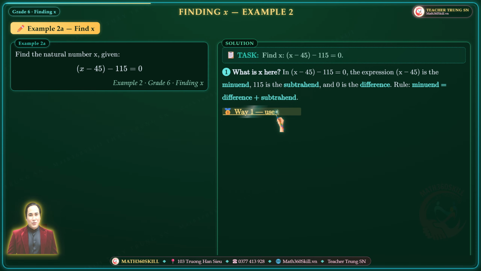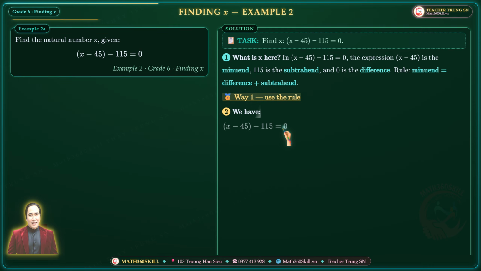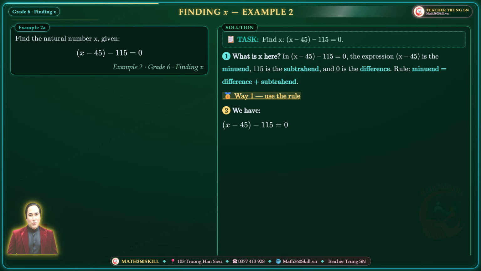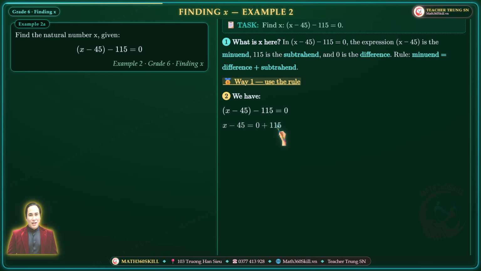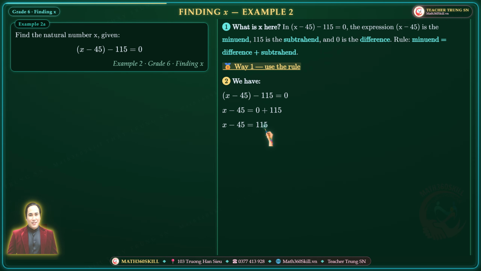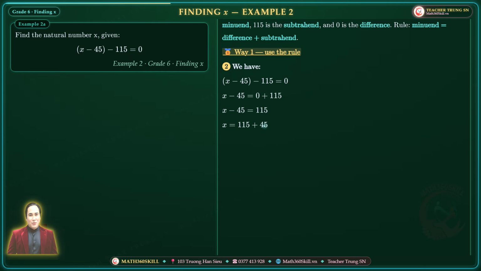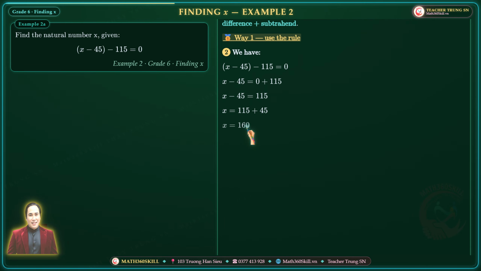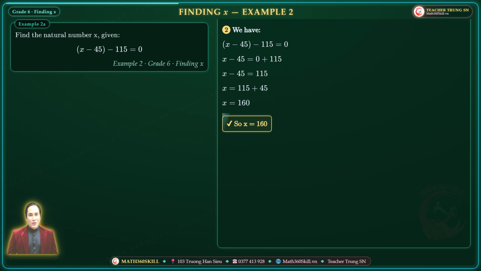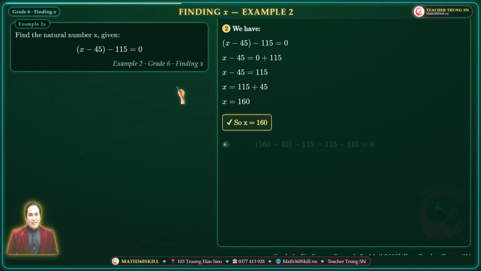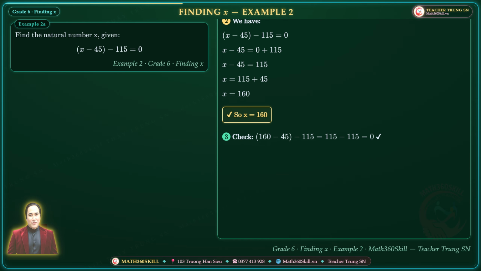Way 1, let's use that rule. We have the bracket x minus 45 minus 115 equals 0. So x minus 45 equals 0 plus 115. That is x minus 45 equals 115. Now x is the minuend again. So x equals 115 plus 45. And that gives x equals 160. So x equals 160. Let's check: 160 minus 45 is 115 and 115 minus 115 is 0.